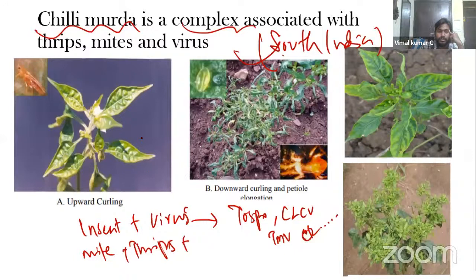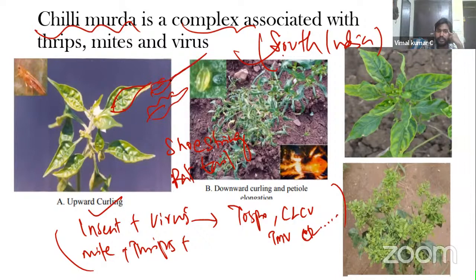It will produce upward curling, that is the leaf curl symptom. Upward curling will be there, then downward curling and petiole elongation. That is the shoe string or rat tail symptom. I told you long back. This is the healthy leaf, and the lamina of the infected one will be dragged and elongated like this. The downward curling, as you know, is because of mite, and the upward curling is because of whitefly.